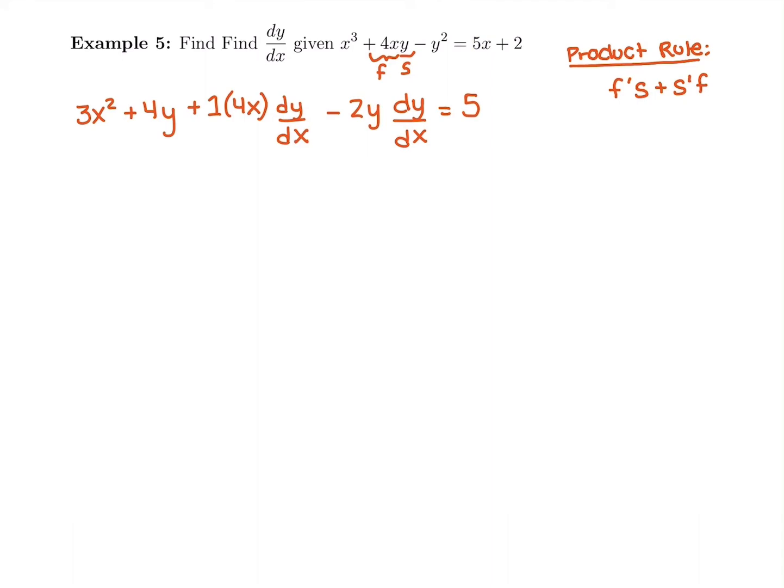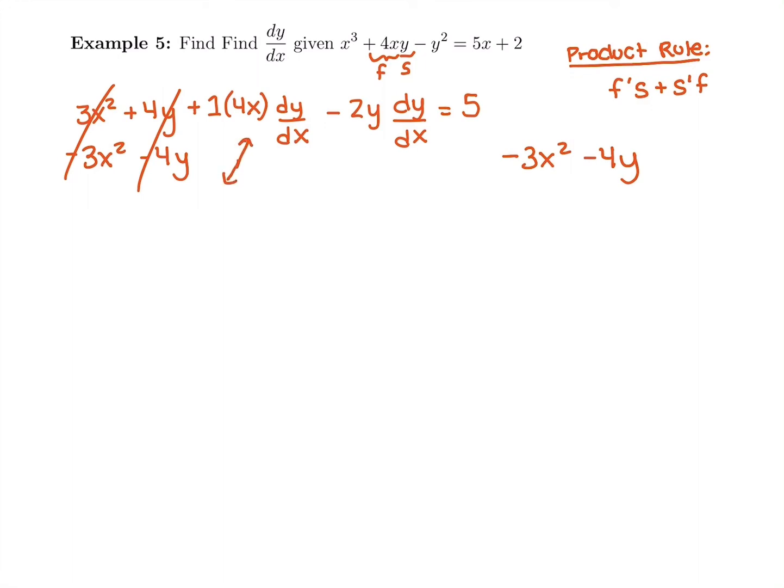I can either keep it on the left or move it to the right. It doesn't matter. For this one, I'm just going to keep the dy dx on the left and move anything that does not have a dy dx over to the right. So when I'm thinking about 3x squared, that does not have a dy dx term. So I'm going to subtract 3x squared from both sides to move it over. Next term is a 4y that does not have a dy dx, so I'm going to subtract 4y to move it over.